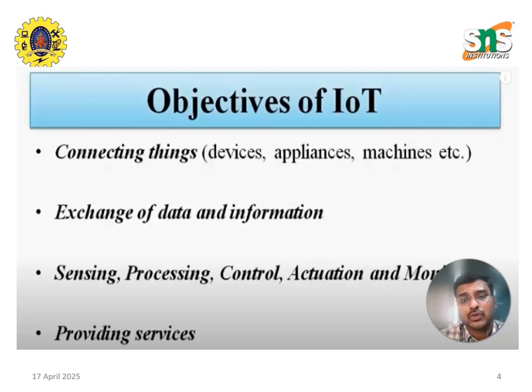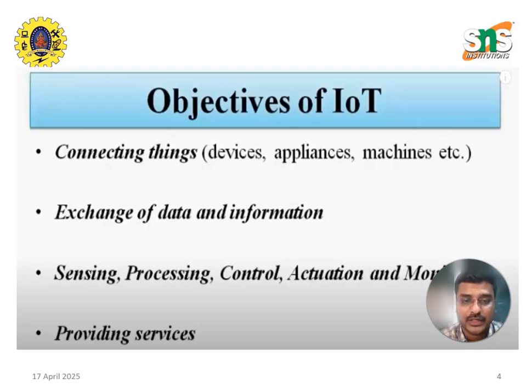The objective of the Internet of Things is connecting things, devices, appliances, machines, etc., which can be used in almost all places like industry, home, educational institutions, and organizations. Nowadays, IoT plays a major role in all places.